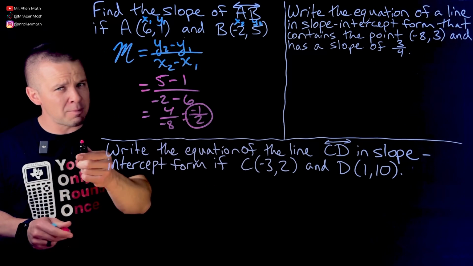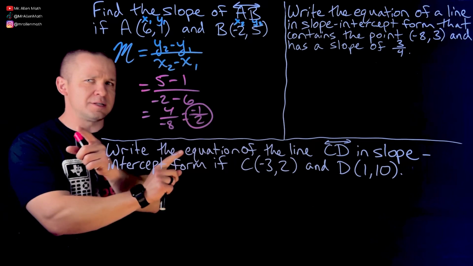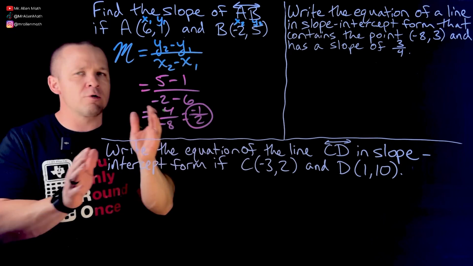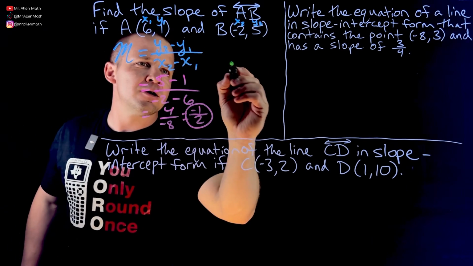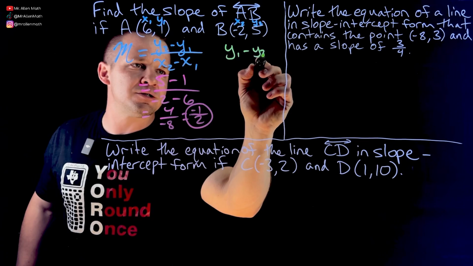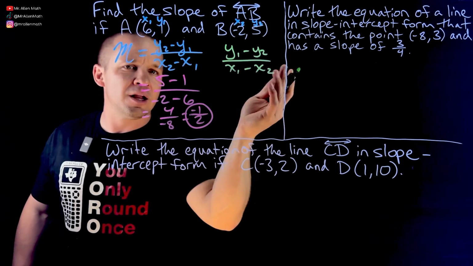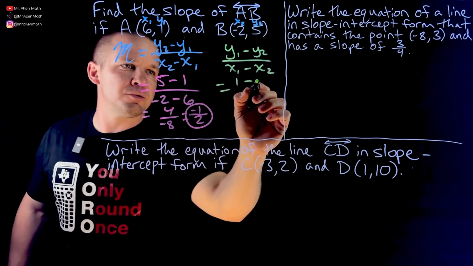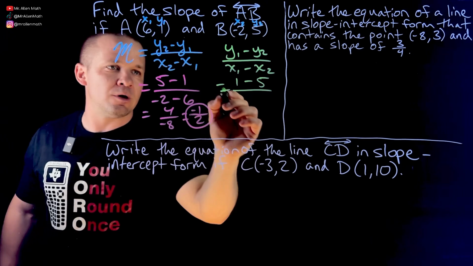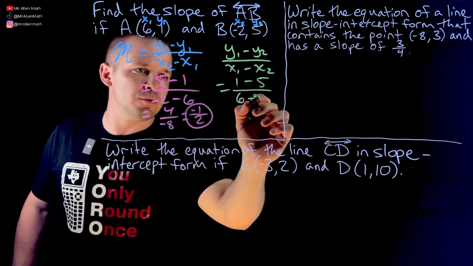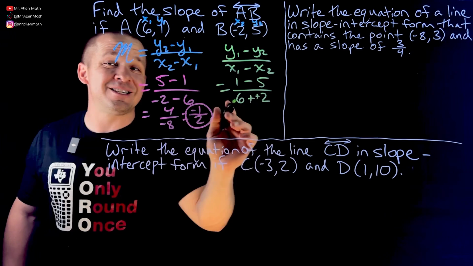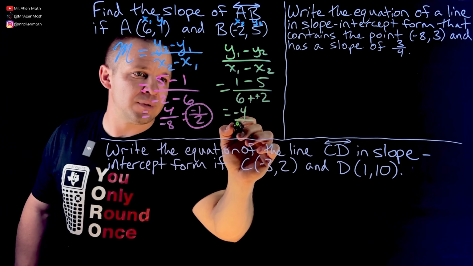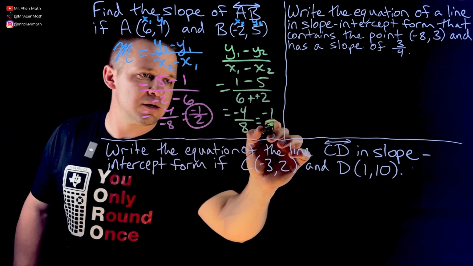Now remember how I said the order doesn't matter as long as we are consistent? What if we swapped this? Because I know a lot of people stress over what order it was. If I swap these, I'm going to do y1 minus y2 over x1 minus x2. Let's see if we get the same result. I have y1, which is 1, minus y2, which is 5, over x1, which is 6, minus x2, which is -2. We're going to change this to addition because we're subtracting a negative. I get -4 over +8, which is, oh my goodness, -1/2.